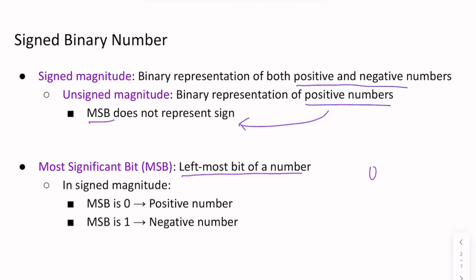So if you have something like 0, 1, 1, 1, 0 would be your most significant bit. When your most significant bit is 0, that means that you have a positive number, but when your most significant bit is 1, that means that you have a negative number. So that bit represents the sign.